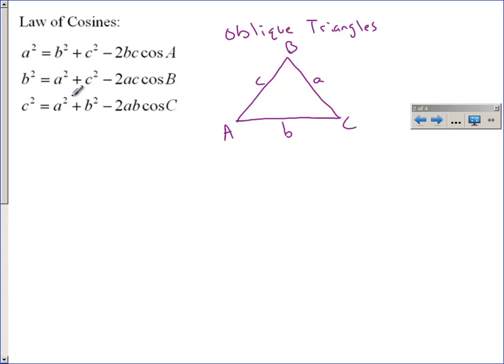There are three forms because it depends on whether you want to find side A or angle A, side B or angle B, or side C or angle C. It depends on how you draw your triangle. Notice that all three of these start with the Pythagorean theorem. They just add a second part in, minus 2bc cosine of the angle, depending on where you're orienting yourself. So let's start with the picture and do an example. Let's have a triangle that's not a right triangle, and I'll put a 70-degree angle right there.